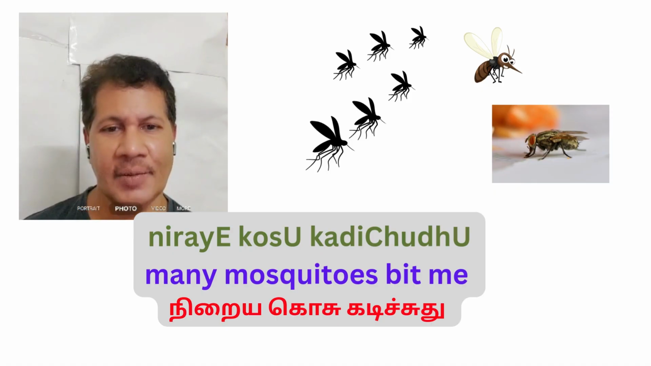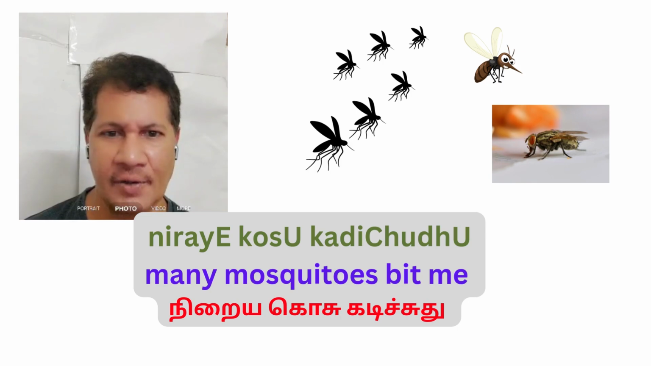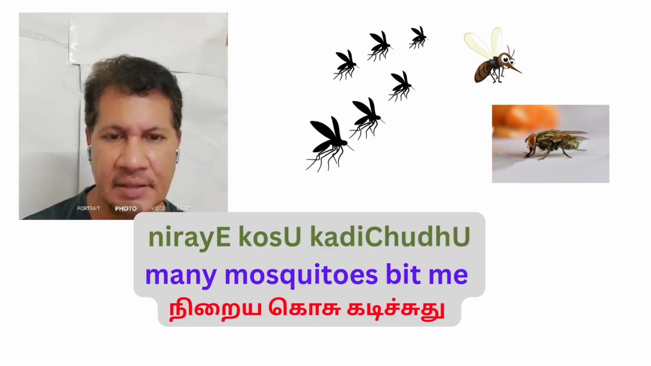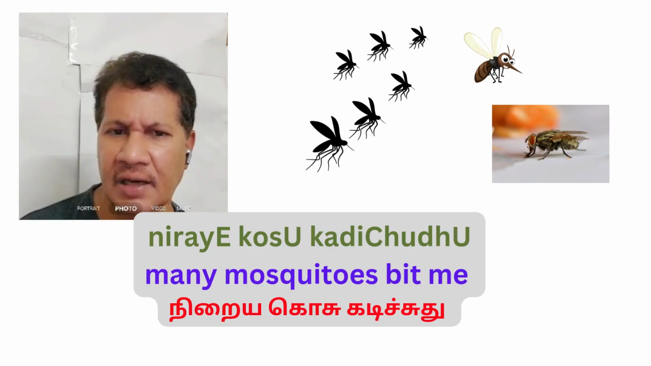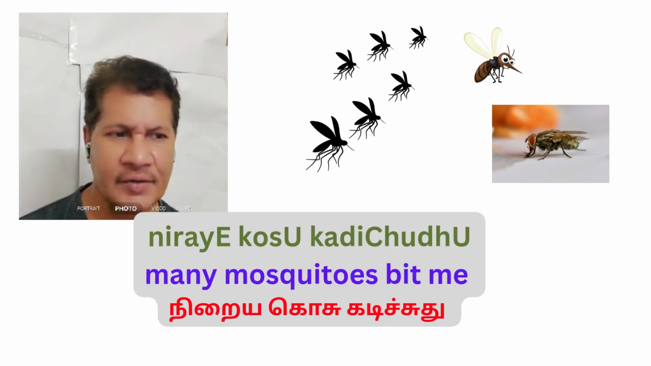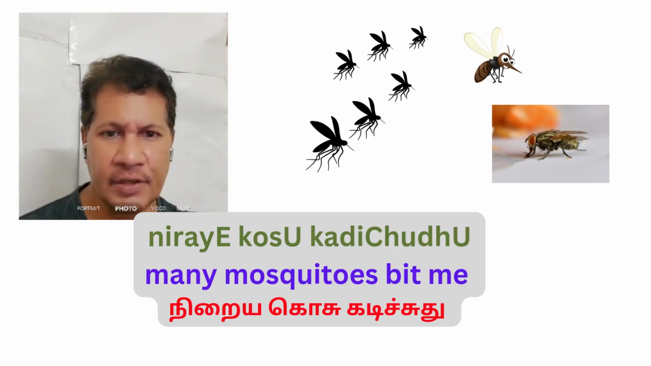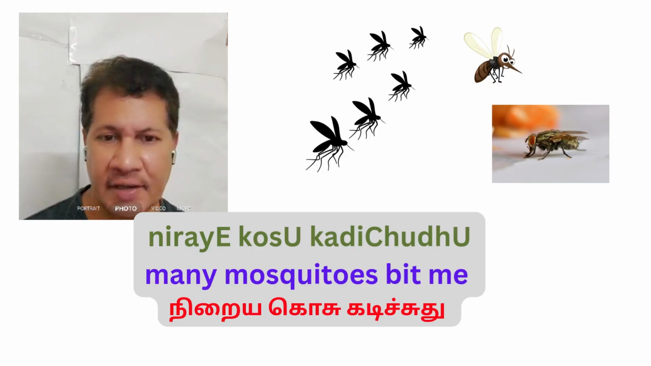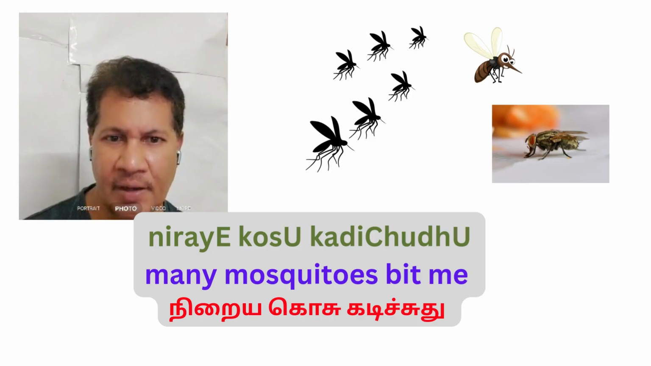Now, super exception. Just imagine you want to talk about mosquitoes or housefly. நிறைய கொசு கடிச்சது. That is how we say. Many mosquitoes bit me. Nobody would say நிறைய கொசுங்க கடிச்சதுங்க. We don't give so much respect for a mosquito. Same for a housefly. நிறைய ஈ மொய்க்குது. On the sweets, there are many houseflies walking over.